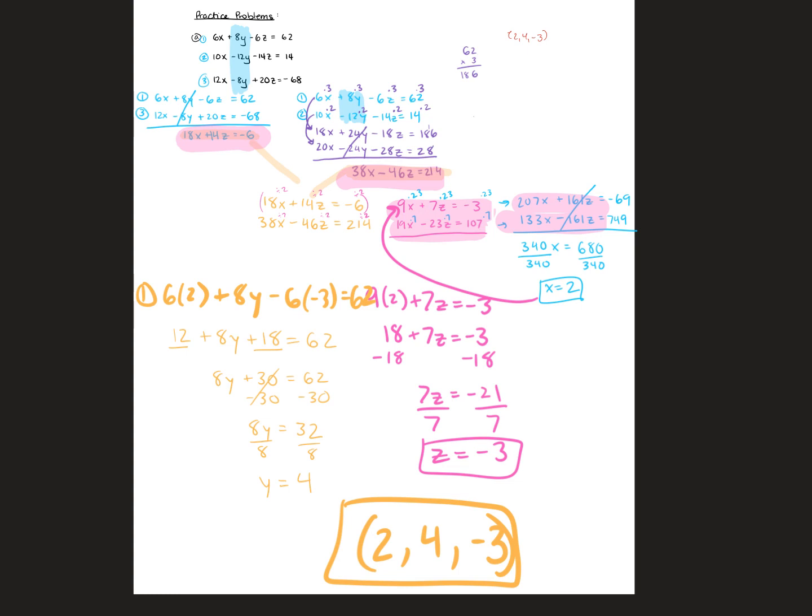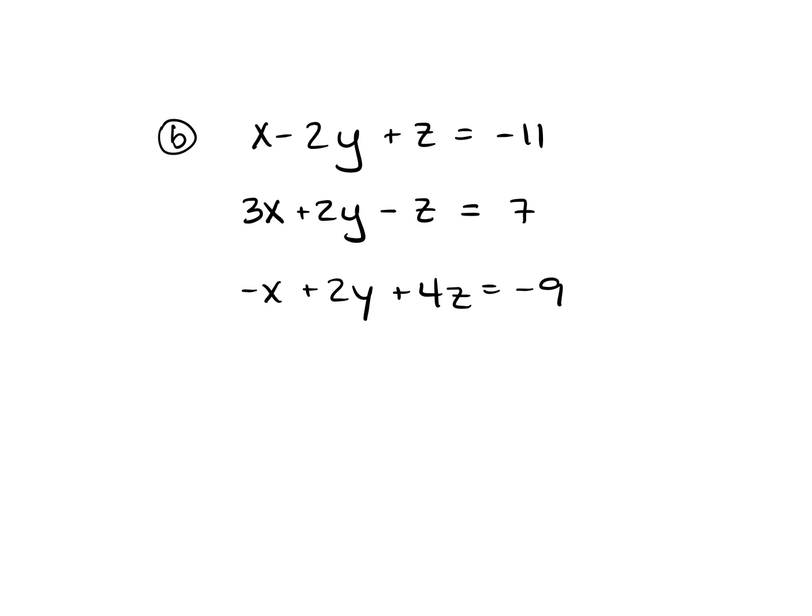Let's do one more. All right, so on the next page, we have B. So we have to pick a variable and stick with that to cancel. Which variable do you want to cancel out first here? Y. Y is an excellent choice because they all already have the same coefficient. So it'll make our lives a little bit easier.